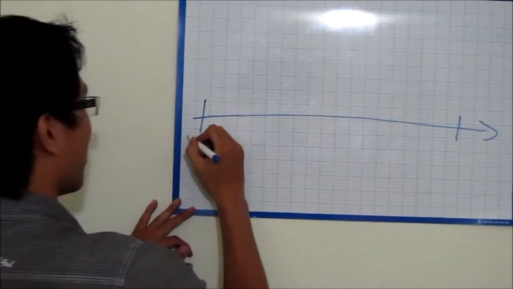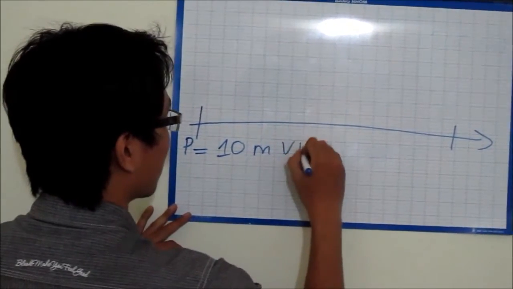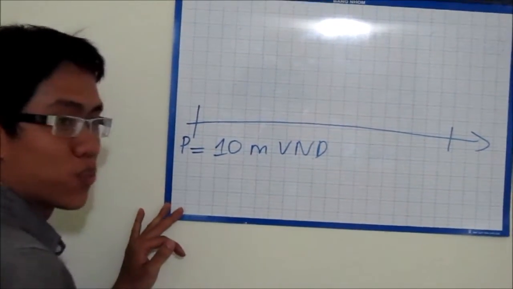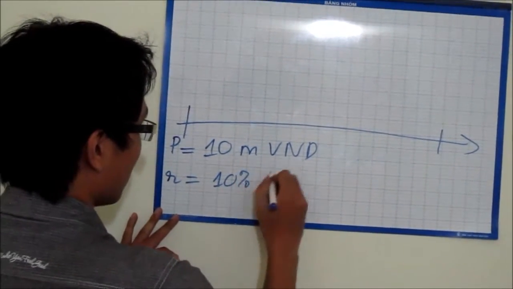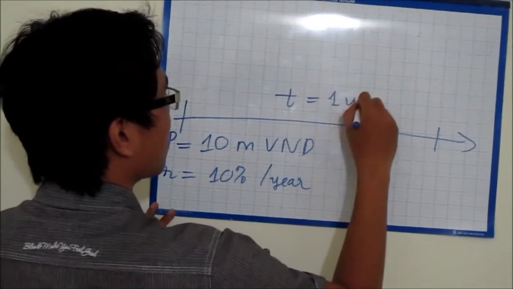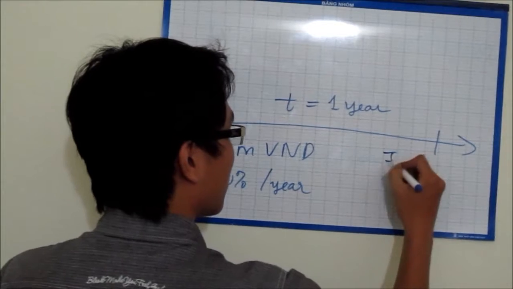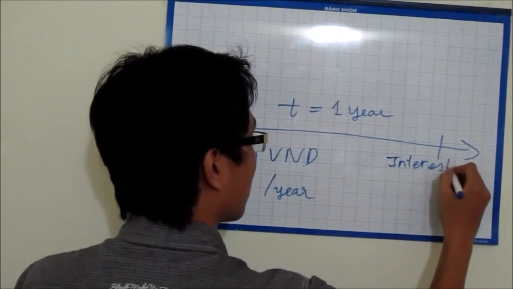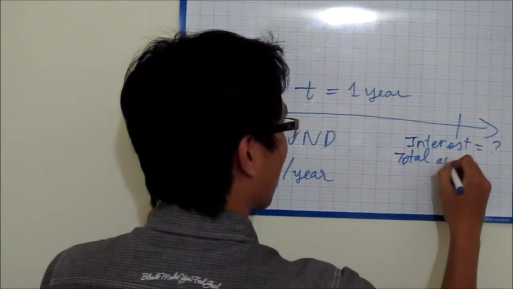You have 10 million VND and you decide to put it in the bank with an interest rate of 10% per year. So after 1 year, how much is your interest? And how much is your total amount on deposit?